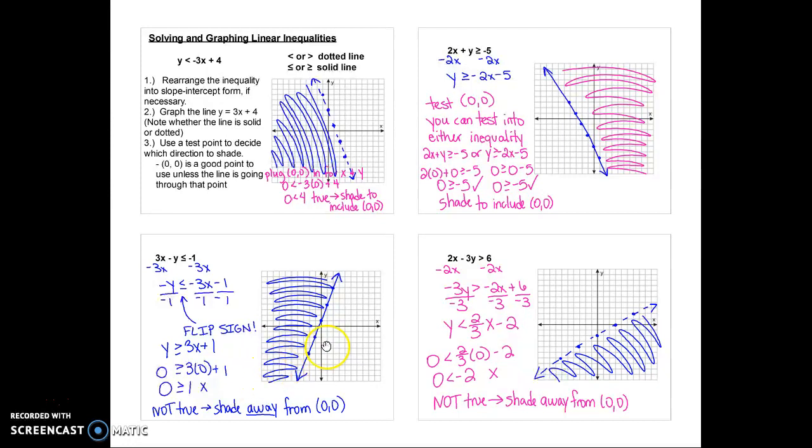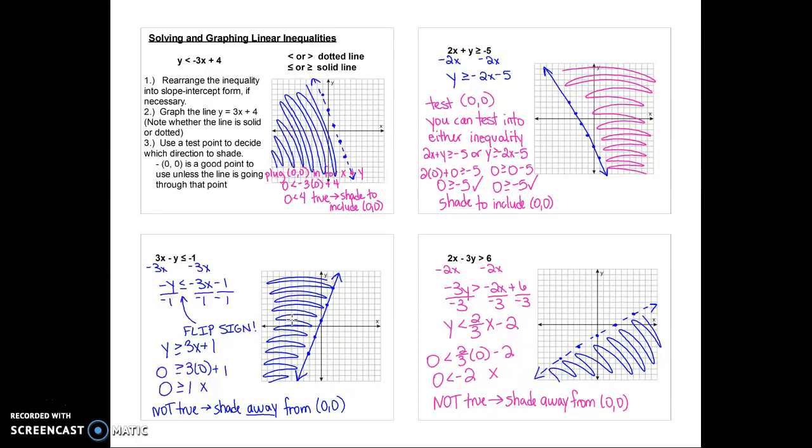0, 0 will work. I do not go directly through the origin here, so 0, 0 still works as a test point. Plug it in. 0 is greater than or equal to 1 when you plug it in, which is not true. 0 is not bigger than 1. So your test point was false. So that means that everything else on this side of the line is false, which means you shade on the opposite side of the line from your test point.